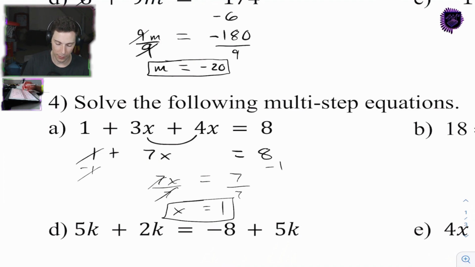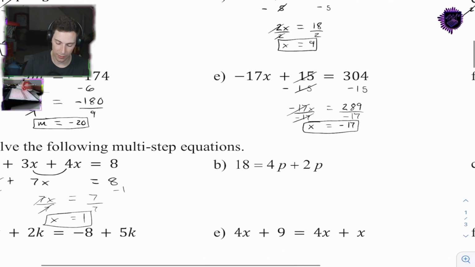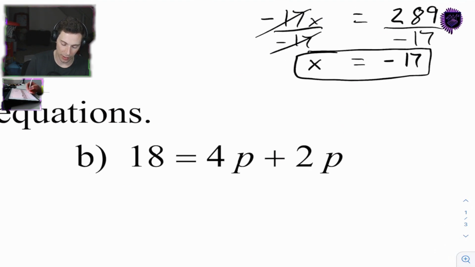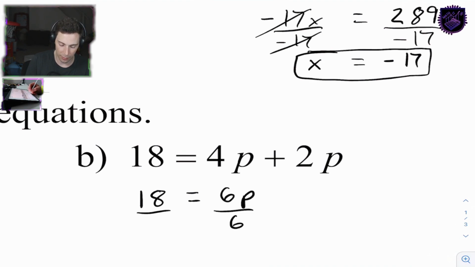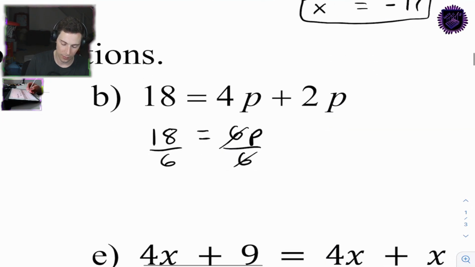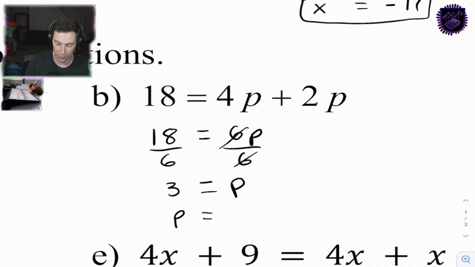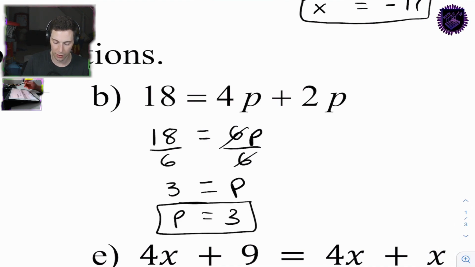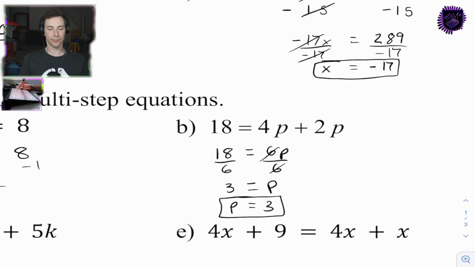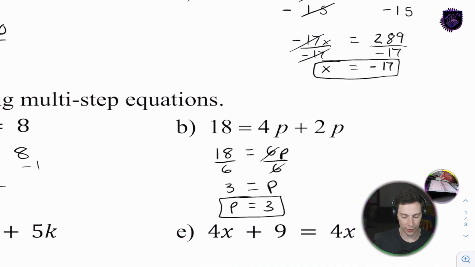All right, for B, combine like terms. Let's say 18 is equal to 4p plus 2p, 6p. Then we divide by 6 on both sides. Cancel. We have p is equal to 3. P is equal to 3. We write it in the proper order. That's our answer. Okay, doing pretty well so far, cruising along.